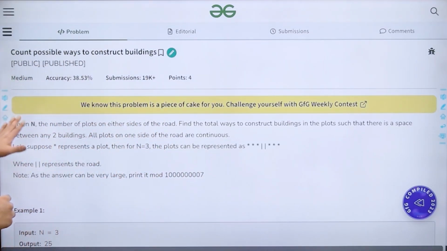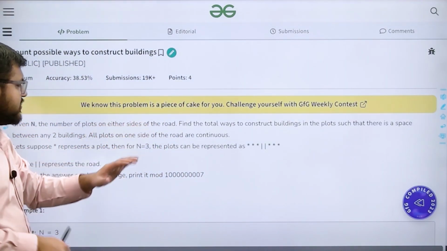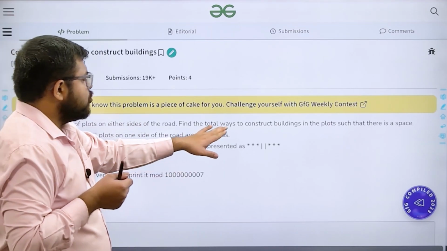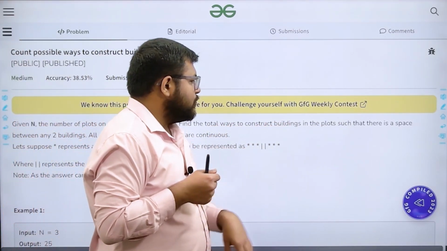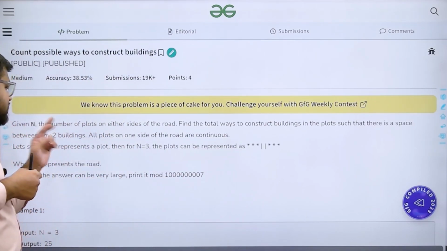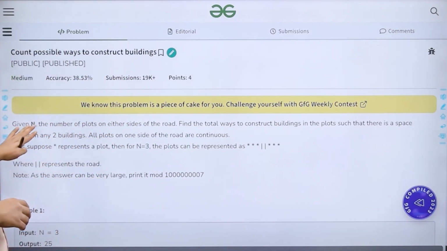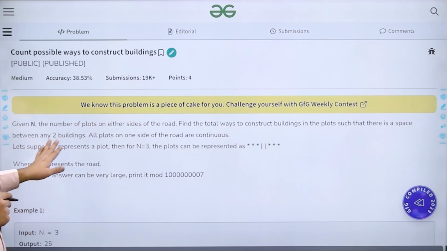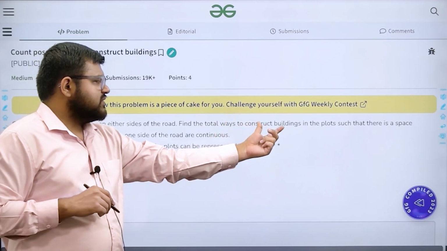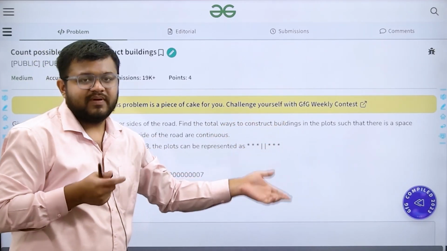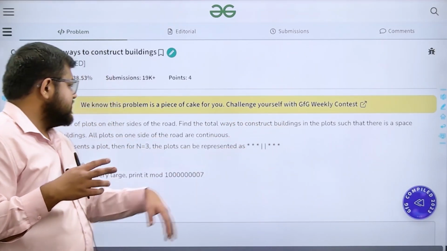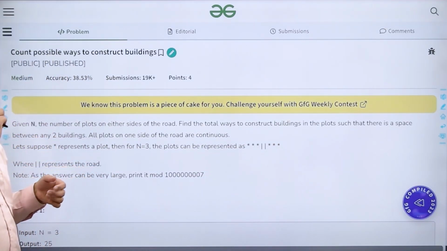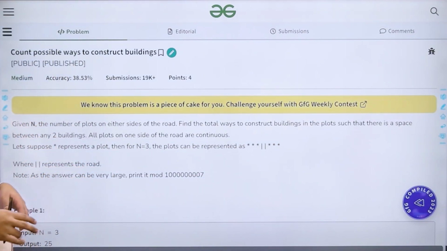What does the question say? Given n, the number of plots on either sides of the road, find the total ways to construct buildings in the plot such that there is a space between any two buildings. Okay, so basically there are n plots on both the sides of the road. We'll see the example so you'll have a better idea. And we need to find the total ways in which we can construct buildings on this plot such that there is a space between any two buildings. So on two consecutive plots there should not be a building. Okay, you can either keep a plot empty or build a building on it.